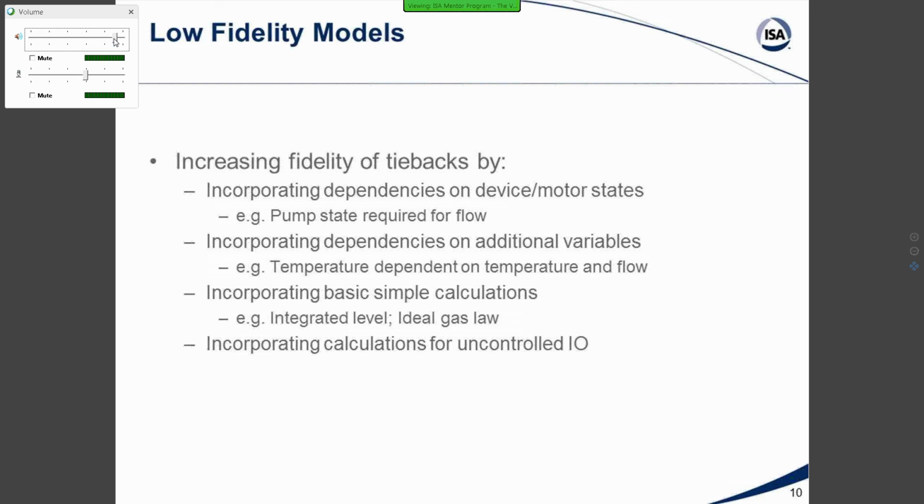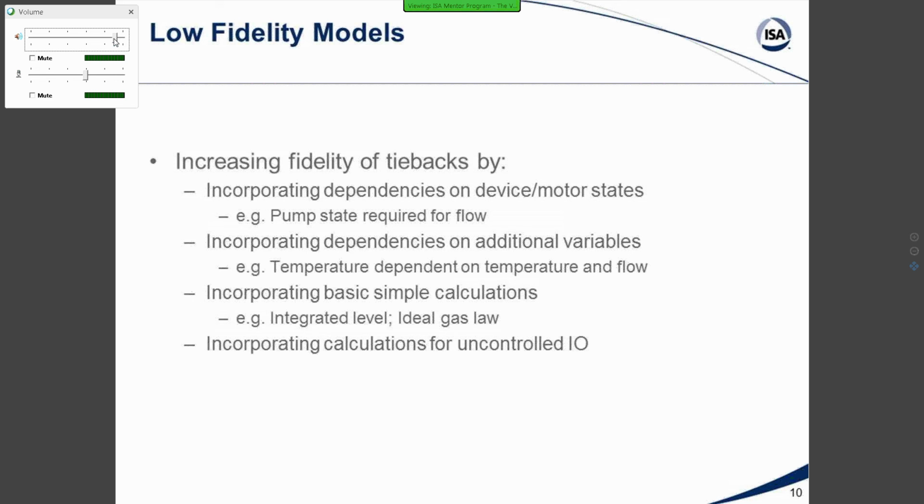We can also start incorporating dependencies on interdependencies of variables. So that may be on a heat exchanger, where you may have both the temperature and flow impacting your heat exchanger flow.